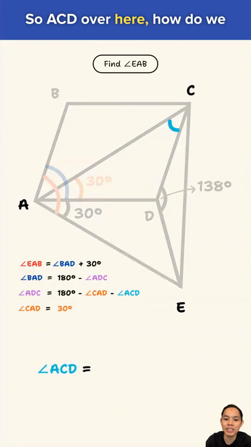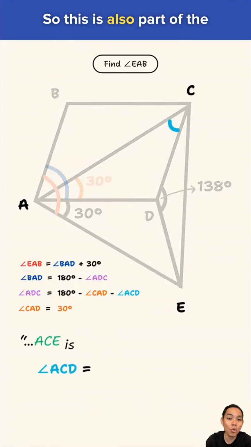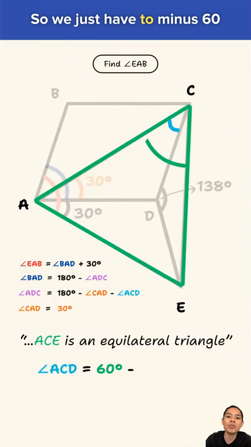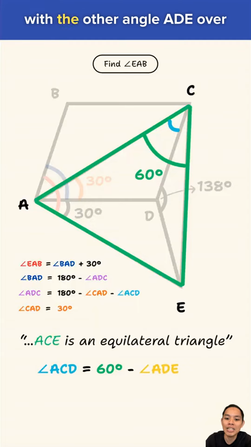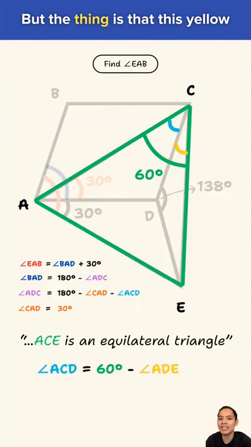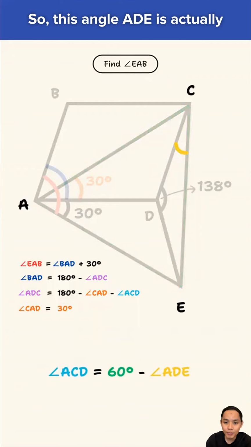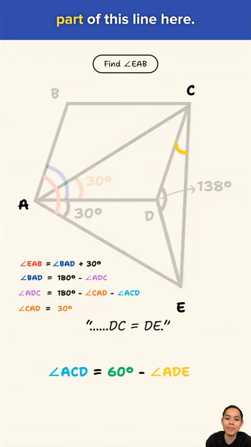Then the next one is the blue angle ACD. So ACD over here, how do we get it? This is also part of the equilateral triangle ACE. So we just have to minus 60 with the other angle ADE over here. But the thing is, this yellow ADE angle, how do we get it? This angle ADE is actually part of this line here, DC equal to DE.